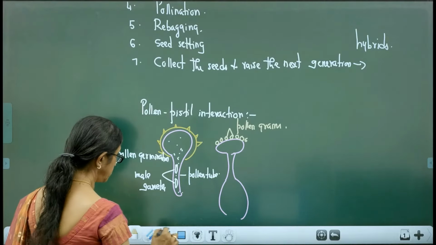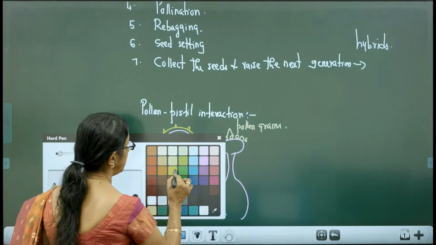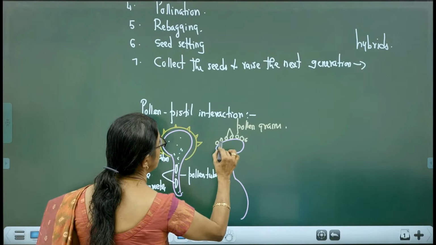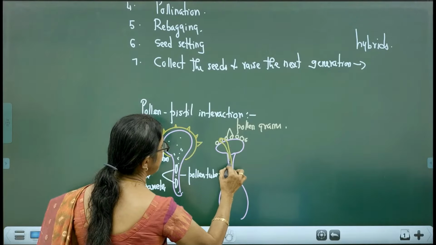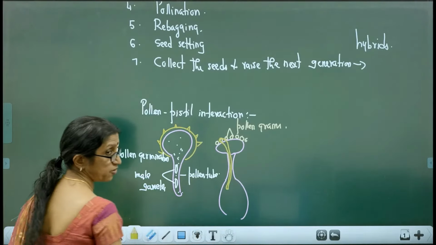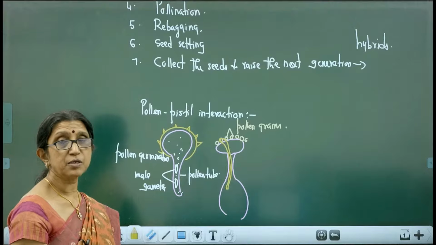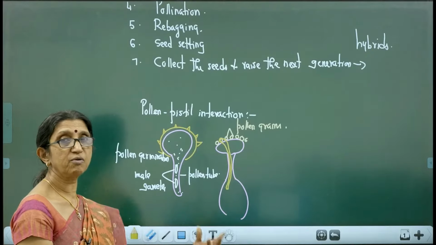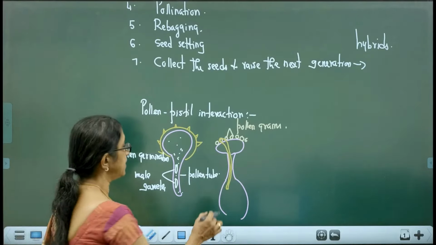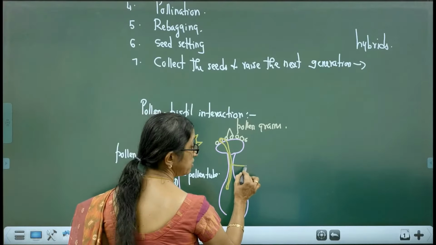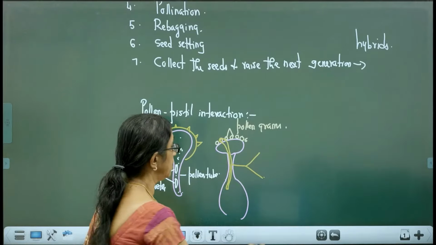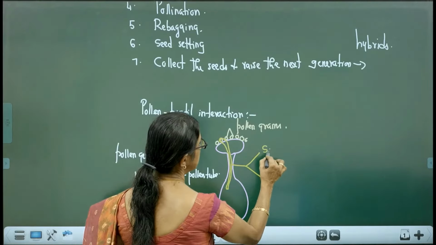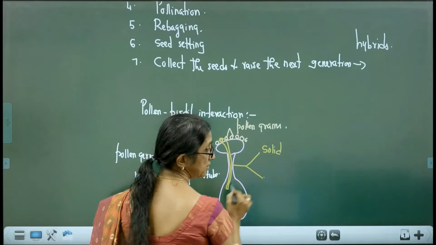Okay, so the pollen grain now grows down by piercing the cells of the style, to reach the ovule for fertilization. And then based on the nature of the style, we can see two types of style. One is called solid and the other one is called hollow.